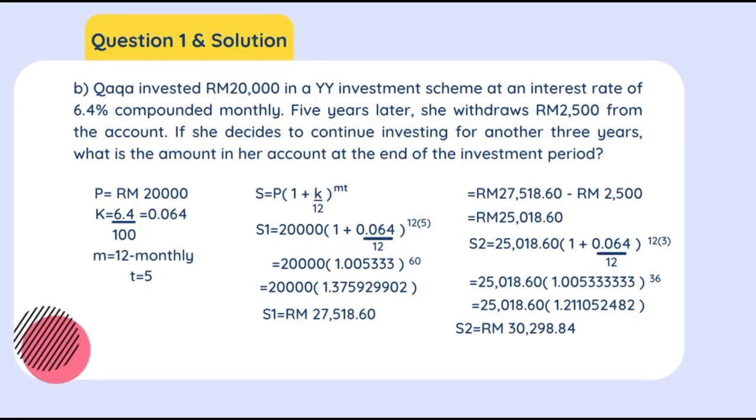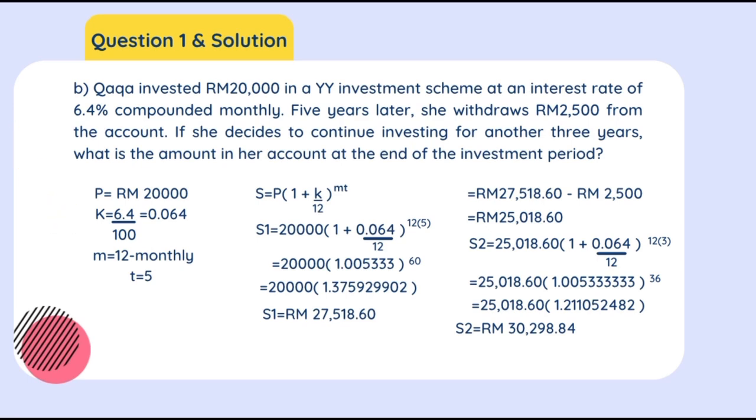Question 1B. Kakak invested 20,000 in a YY investment scheme at an interest rate of 9.4% compounded monthly. 5 years later, she withdrew 2,500 from the account. If she decides to continue investing for another 3 years, what is the amount in her account at the end of the investment period? P = RM20,000, K = 6.4 divided by 100 = 0.064, M = 12 as it is monthly, T = 5.